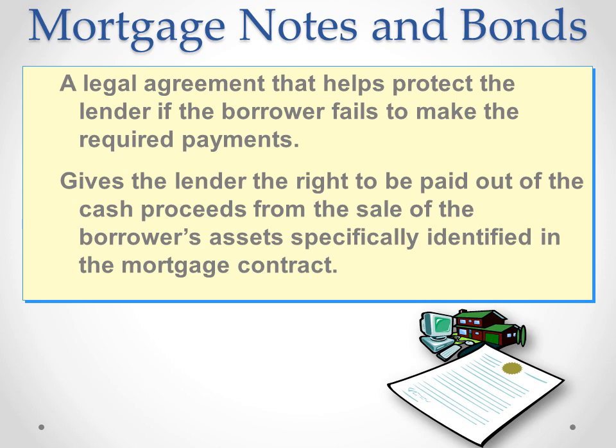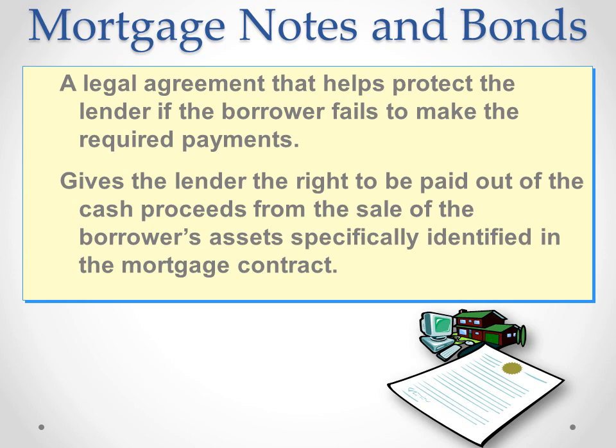So in this case, if the borrower fails to make the required payments according to the agreement, the bank will have to get its money by taking the assets of the borrower. So if the borrower has another car, another home, or another land, the bank will take those assets from the borrower because the borrower failed to make the repayment. So what are mortgage notes and bonds?